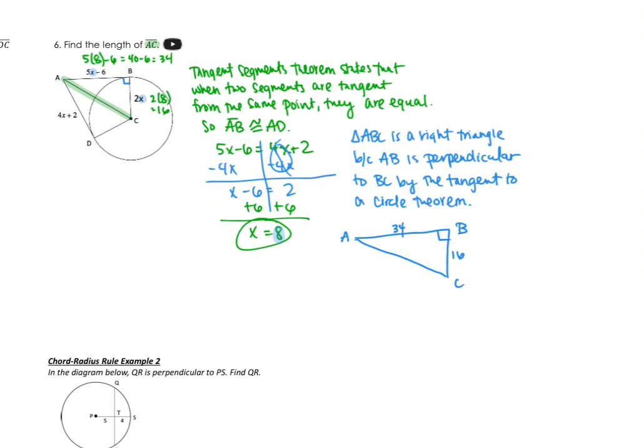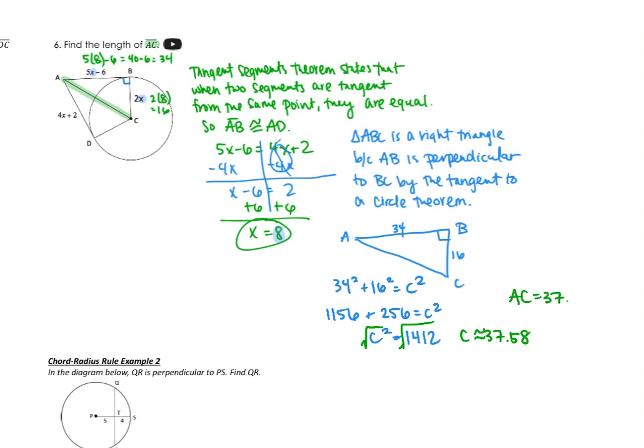So now I could just use Pythagorean theorem. So 34 squared plus 16 squared is equal to c squared. So 34 squared is 1156. 16 squared is 256, is equal to c squared. So c squared equals 1412. And last step is we are going to take the square root of both sides. You get that c is about 37.58. So AC equals 37.58.